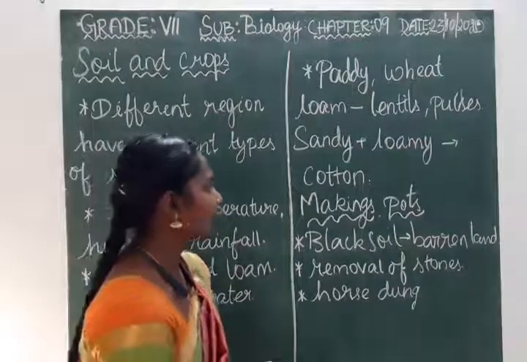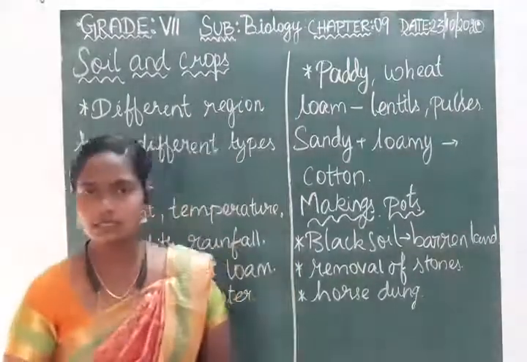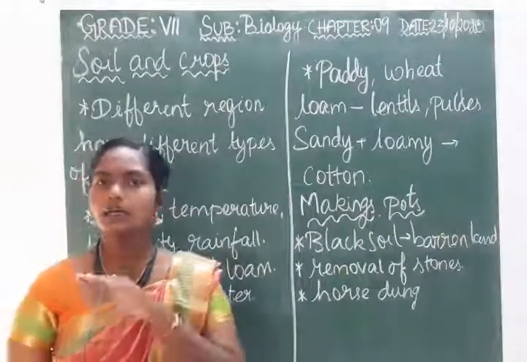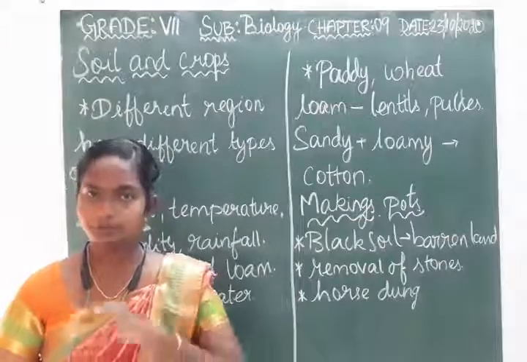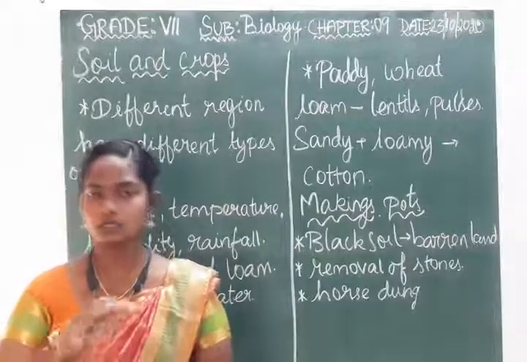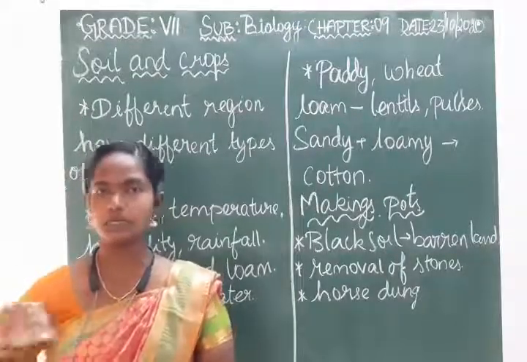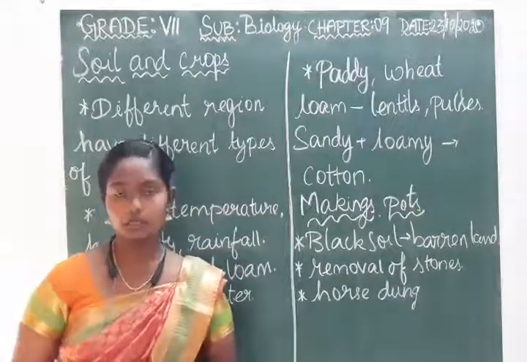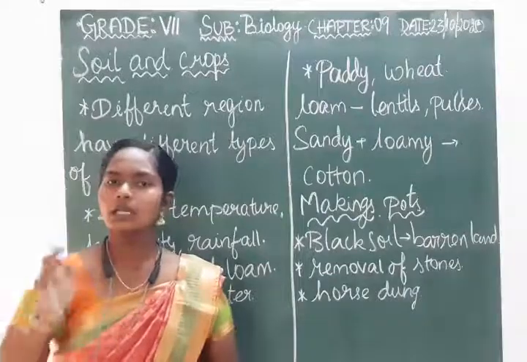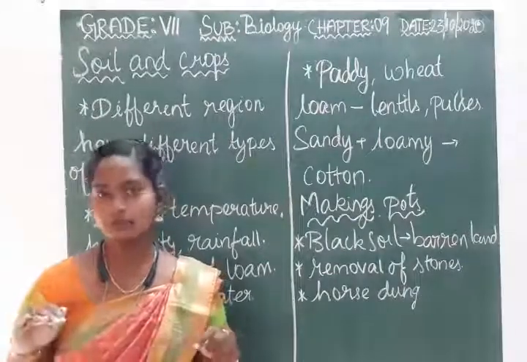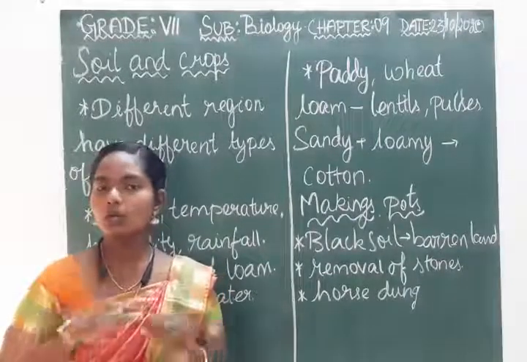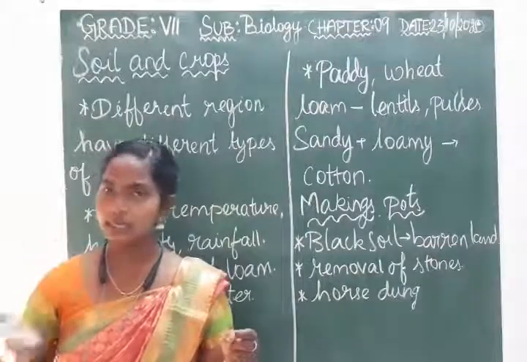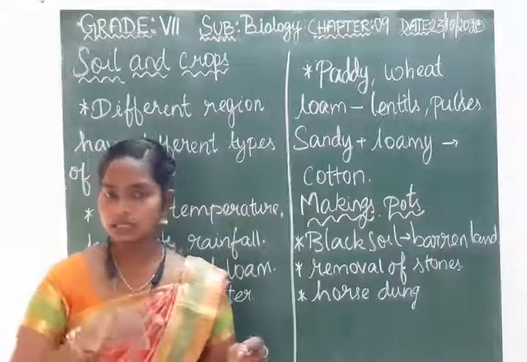Finally, soil erosion, as we discussed previously. Soil erosion is the removal of the top layer of the land, the topsoil. The main reason for soil erosion is deforestation. Deforestation means clearing the forest. With no trees, the top layer of the soil is easily washed off. This is one major reason.